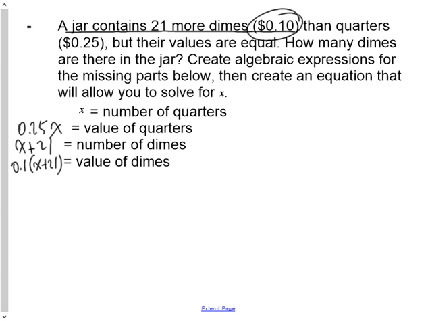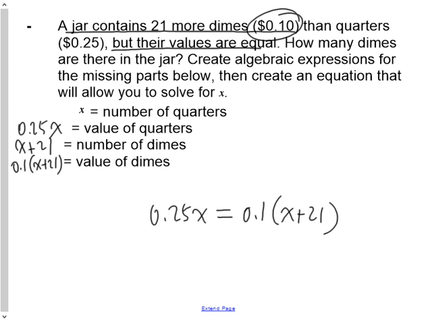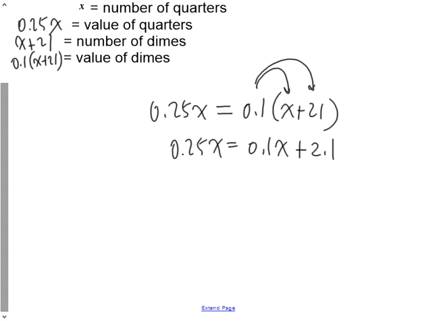Now, since it says the value of dimes and the value of the quarters are equal, the value of the quarters is going to be equal to the value of the dimes, right? So I'm going to expand this using distributive property. Okay, and now I have variables on both sides. I'm going to remove it on the side that has the least amount. And I'm going to get 0.15x is equal to 2.1.